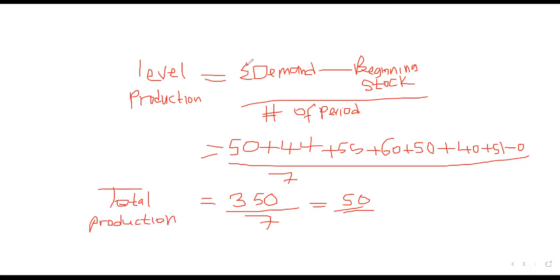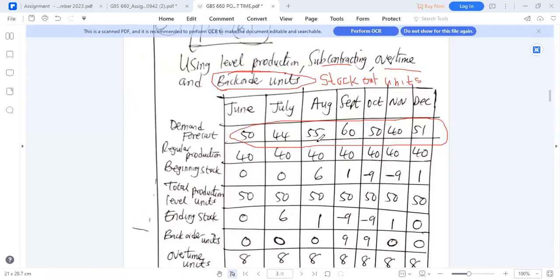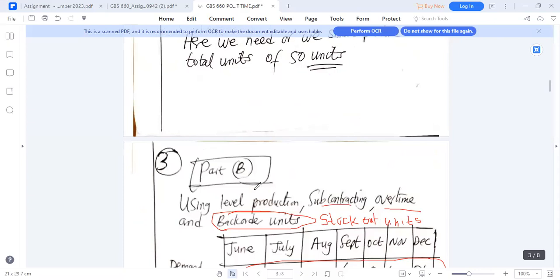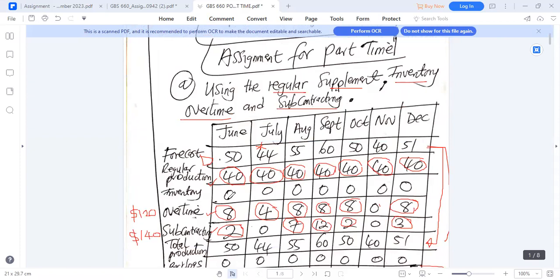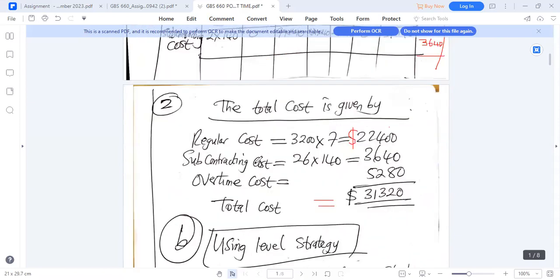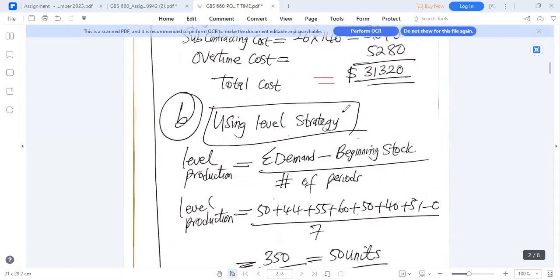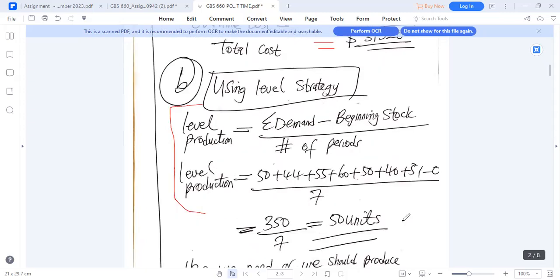So now from here, as much as we know, on a level basis, a regular was supposed to produce 40 units, okay? But the total should come to 50 in this one. We are not producing as the first one. In the first one, we are producing to meet the demand. So we had a breakdown of the overtime and subcontracting. Now, for the second one, we are producing using the level production. Using level strategy, summation of demand minus beginning stock over the number of periods. So level production is giving us 350 units.